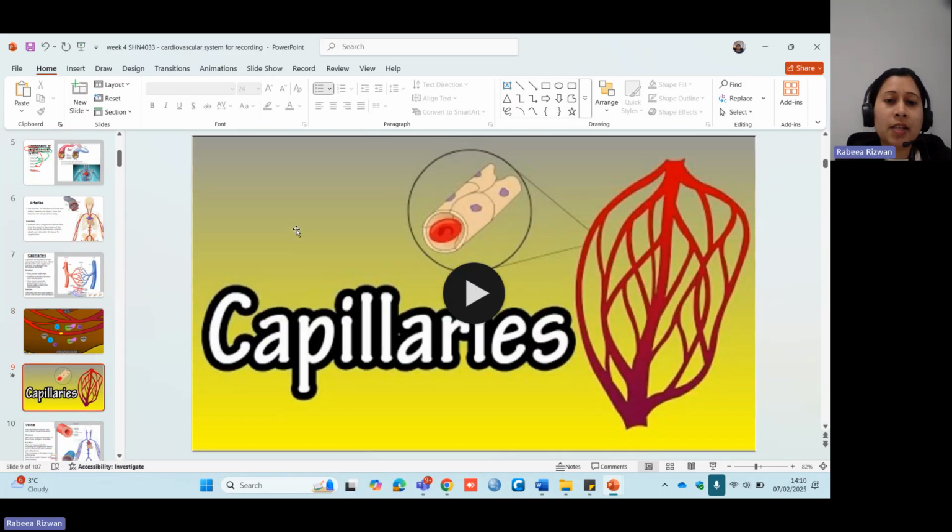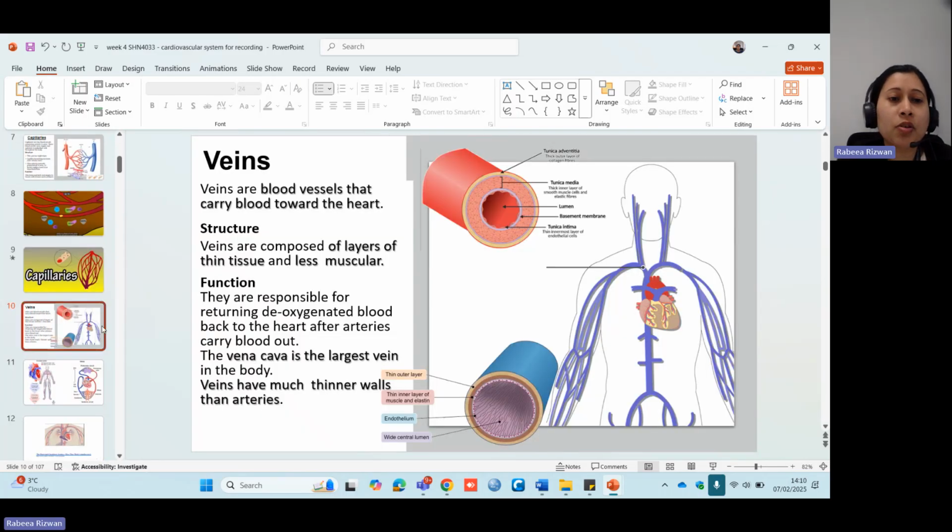Now let's discuss veins, then we will discuss capillaries. What are veins? Veins are the opposite of arteries. They carry deoxygenated blood. It means they are collecting the waste products from the body and then expelling them out through the proper system. So that's the difference between arteries and veins. And which is the largest vein in our body? Do you know? It's the vena cava.